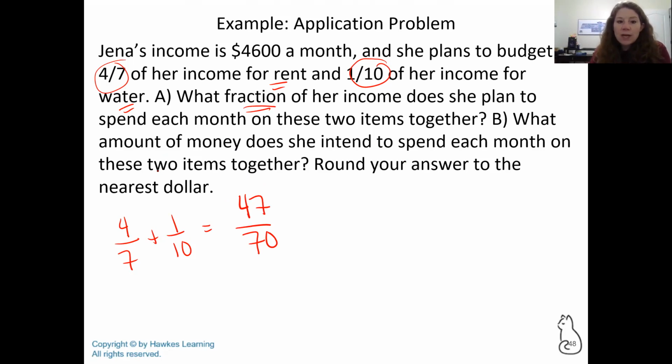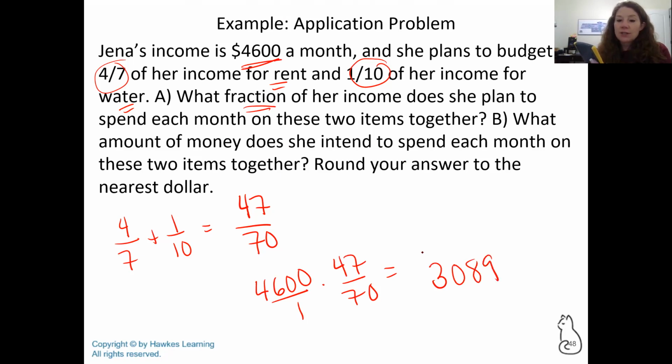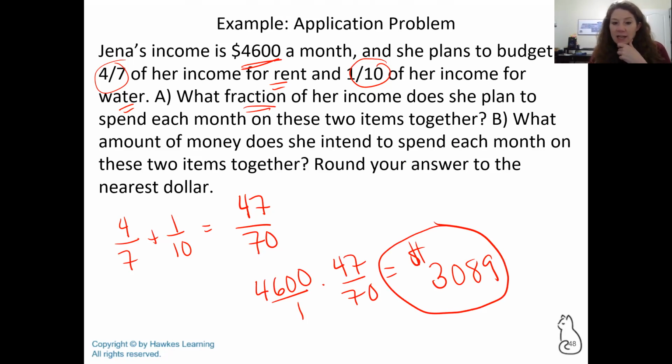And then it says, what amount of money does she intend to spend each month on these two items together? So basically, if this is her total, we want to know what is 47/70 of 4,600. So we're going to take our answer in our calculator and we're going to put times 4,600. And it says round to the nearest dollar. So according to my calculator, rounded to the nearest dollar, she's going to spend about $3,089 on these two things.